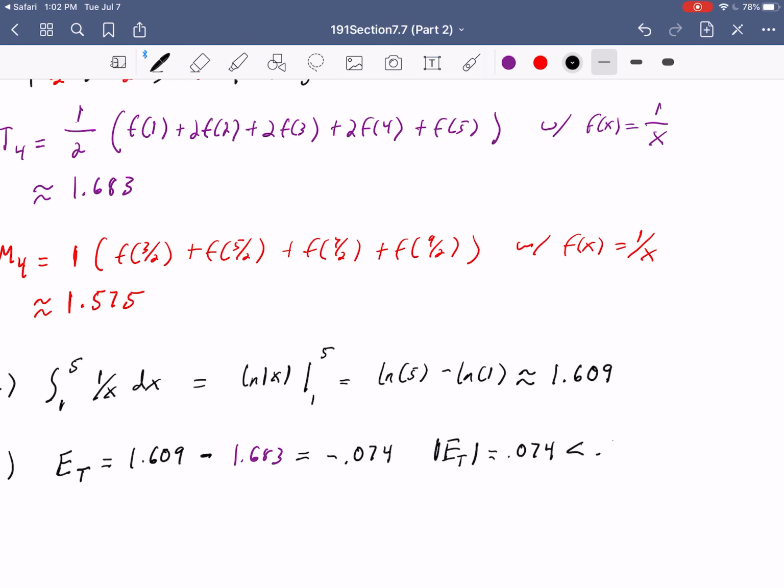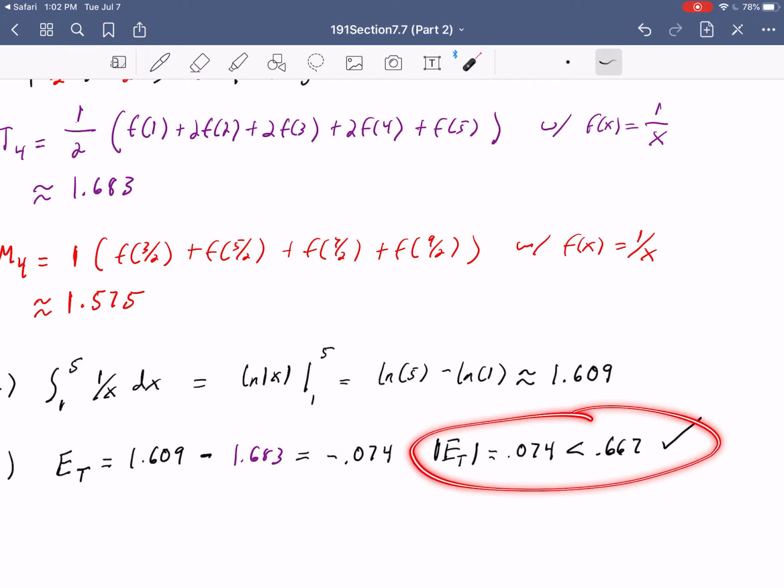So this is less than 0.667. Check. Of course, that's going to be true because those error bound formulas always work, but I wanted you guys to see at least one example where you actually confirm that the true error was indeed less than what we predicted from the maximum error bound.